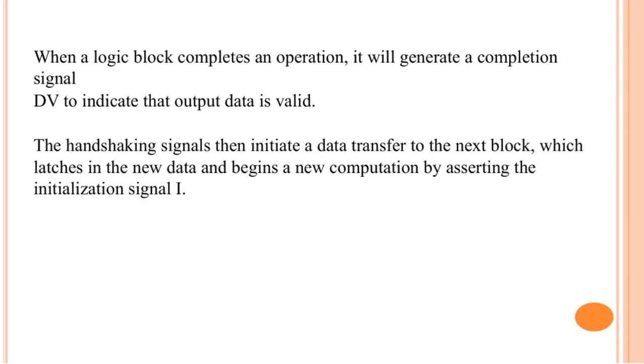When a logic block finishes its operation, it sends out a completion signal called DV. This signal tells the next part of the system that the output data is ready and valid. At this point, handshaking signals come into play to manage the data transfer smoothly. The next block receives this data, latches it in, and then starts its own computation by sending an initialization signal, marked as I. This process ensures that each block communicates effectively and the data flows seamlessly through the system.